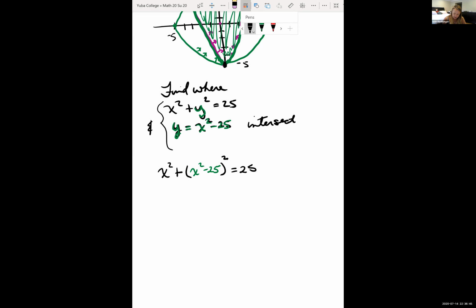So this is x squared plus x squared minus 25 times x squared minus 25. Well, x squared times x squared is x to the 4th. But then I'm going to have a negative 25x squared and a negative 25x squared, so that's going to be a negative 50x squared. And then I'm going to have a negative 25 times negative 25, so 25 squared gives us 625. So plus 625 equals 25.